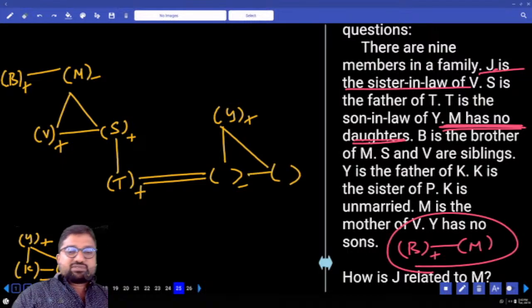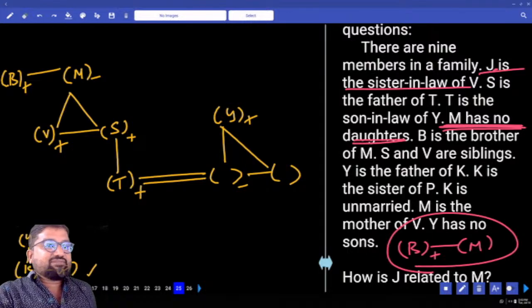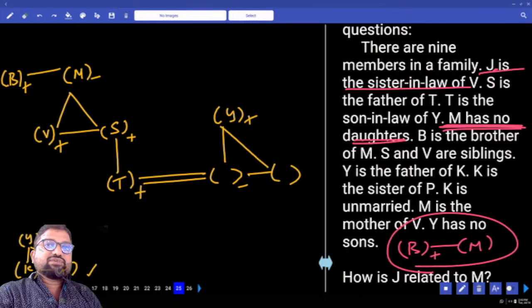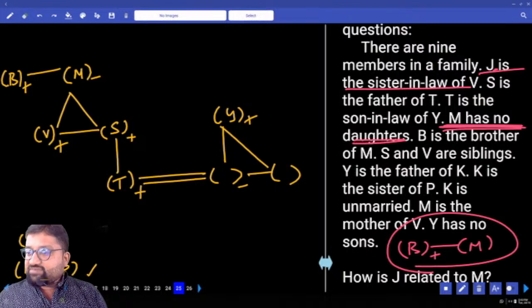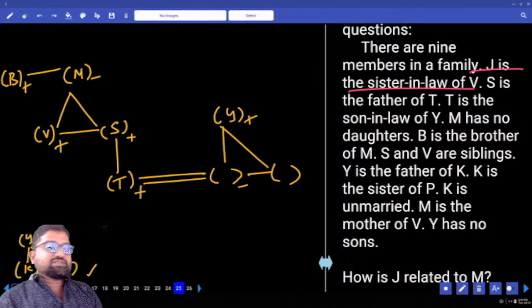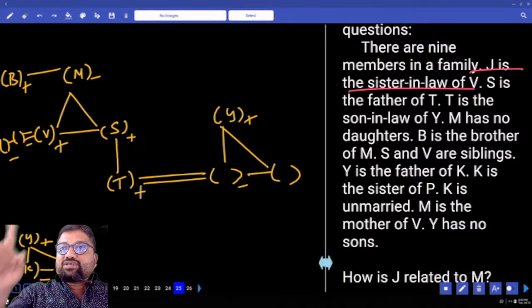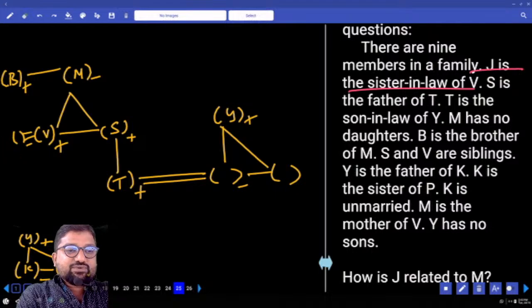Y has 2 children. Total number of places covered as of now? 8. And there is only 1 place left out. What is that 1 place left out? J is the sister-in-law of V, that is, V's wife's sister, and this way I'll get 2 extra places. Number becomes 10. But I need to have only 9.